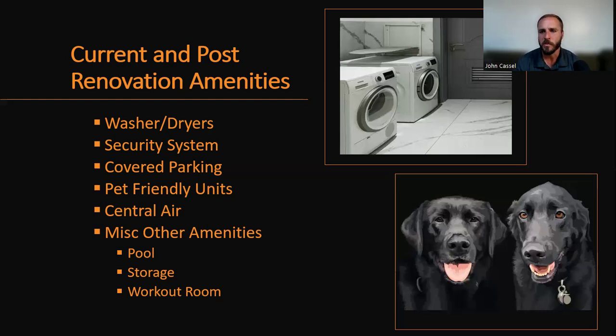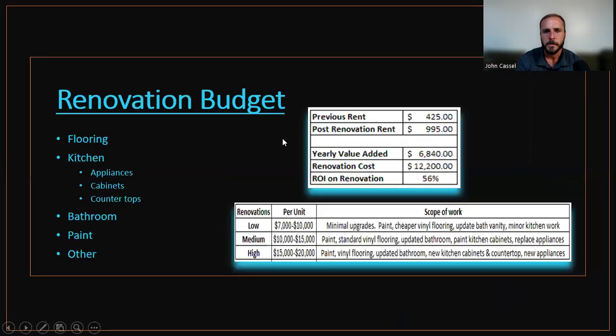But the pool, workout room, and community room are typically for larger apartment complexes. If you've got a 3 or 4 unit, you're not going to have anything like that because it just won't make financial sense.